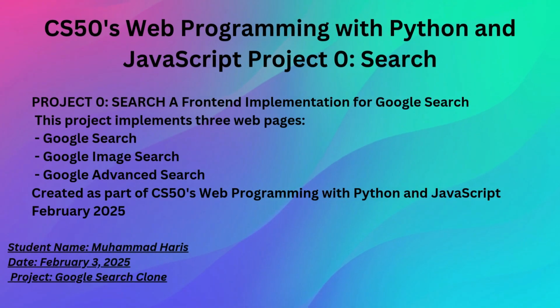Welcome to my Project Zero submission for CS50's web programming course. In this demonstration, I'll walk you through my implementation of a Google Search clone that includes three main components: a standard search page, an image search feature, and an advanced search interface. Each component is designed to mirror Google's functionality while maintaining their signature aesthetic. Let's explore each feature in detail.